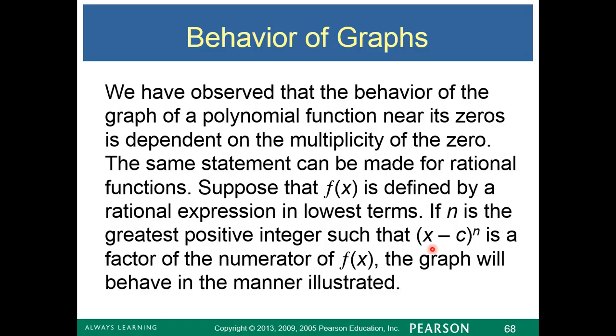We also have observed that the behavior of graphs of a polynomial function near its zeros is dependent on the multiplicity of the zero. Remember that. Does it cross, or does it bounce? It's dependent on the multiplicity of the zero. The same statement can be made for rational functions. Suppose that f of x is defined by a rational expression in lowest terms. If n is the greatest positive integer such that x minus c to the n is a factor of the numerator of f of x, the graph will behave in the manner illustrated.